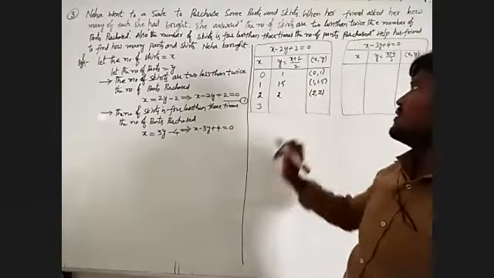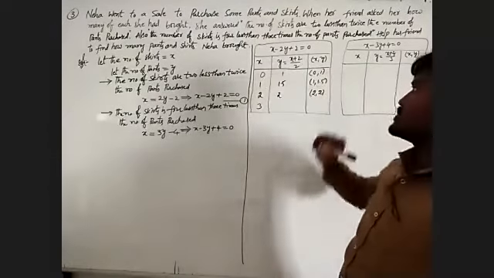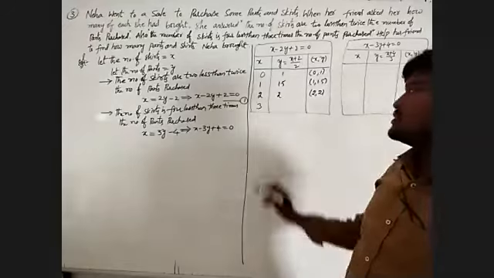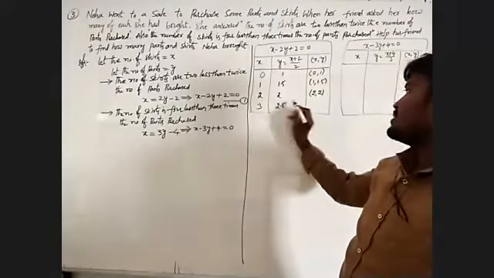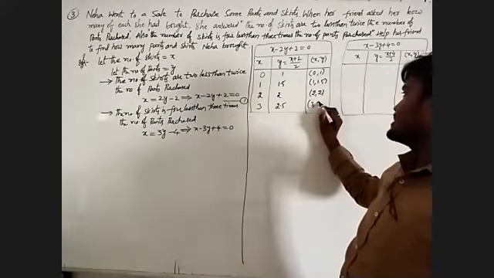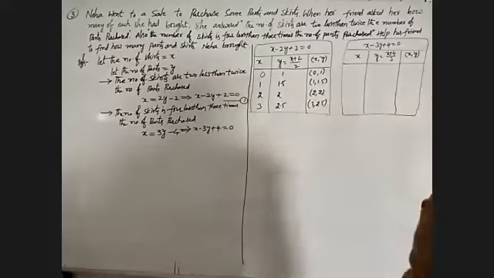After that, I have to take the value 3. 3 plus 2 by 2 is equal to 5 by 2, that we have to write as 2.5. So the value is 3 comma 2.5.